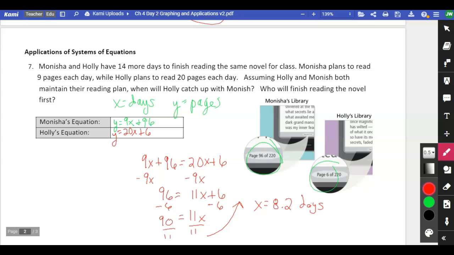But what we do know is that once they catch each other, Holly's going to keep reading 20 pages a day. So to answer our questions, the first question says, when will Holly catch her? And this is a big part of your homework today. Holly will take 8.2 days to catch Monisha.